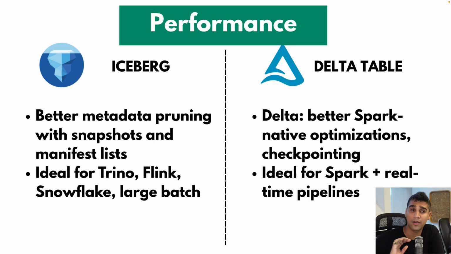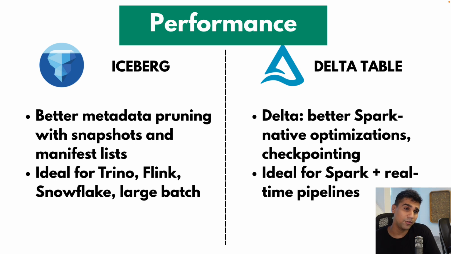Performance-wise, Delta table is more Spark native, with Spark native optimization. That's what it was originally built for, based on checkpointing and the transaction log, right? So it's pretty ideal for Spark workloads, especially if you think about real time. DLT, Delta Live Tables, is based internally on Spark, so it's pretty good for that. Whereas Iceberg uses snapshots and pruning on manifests. So essentially, this is good for Trino, Flink, and Snowflake. So we would say equivalent.